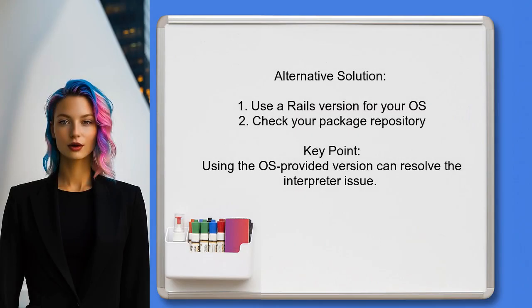An alternative solution suggests that the issue arises because you're using a version of Rails meant for a different operating system. Instead of trying to fix that version, it's simpler to use a version of Rails that is specifically packaged for your operating system. Most Linux distributions have this available in their package repositories.